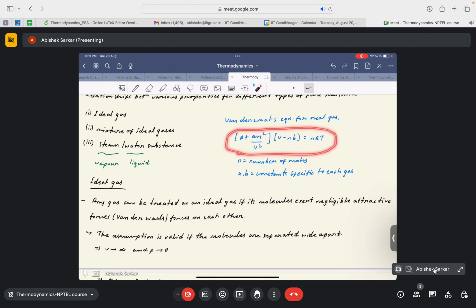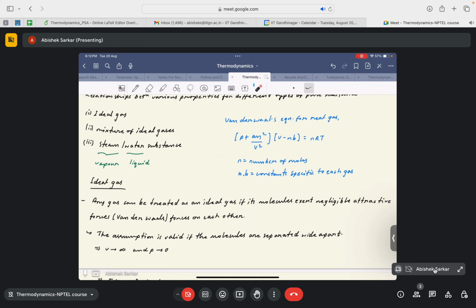Okay. So here you can see, if the gas molecules exert very negligible attractive forces, then we'll have pressure tending to zero. And if pressure tends to zero, it will basically imply the volume occupied by these gas molecules is very large, or in fact, ideally tends to infinity.